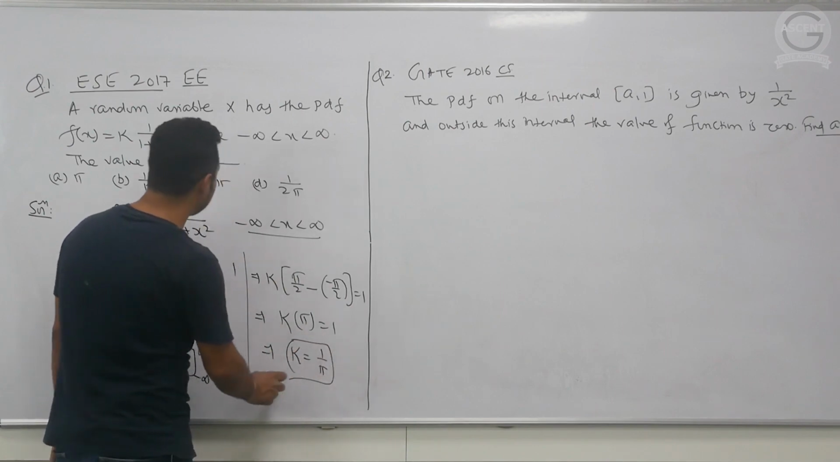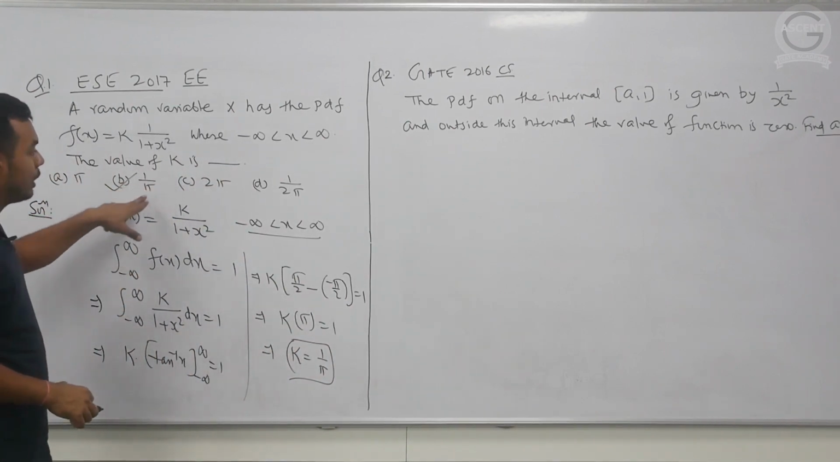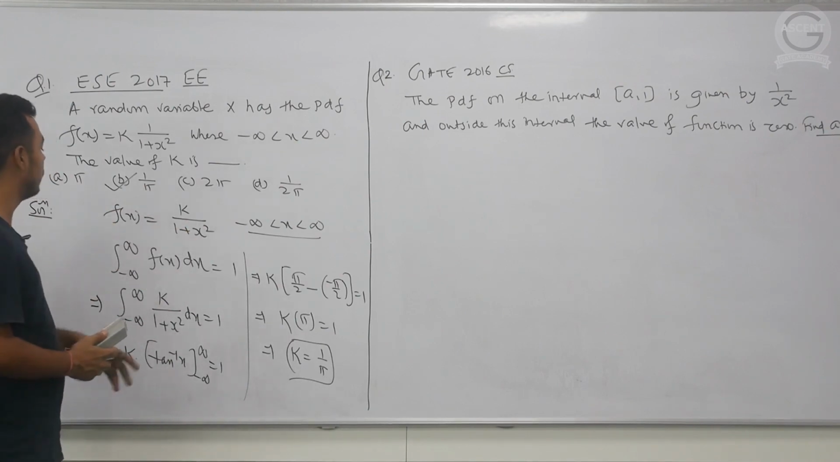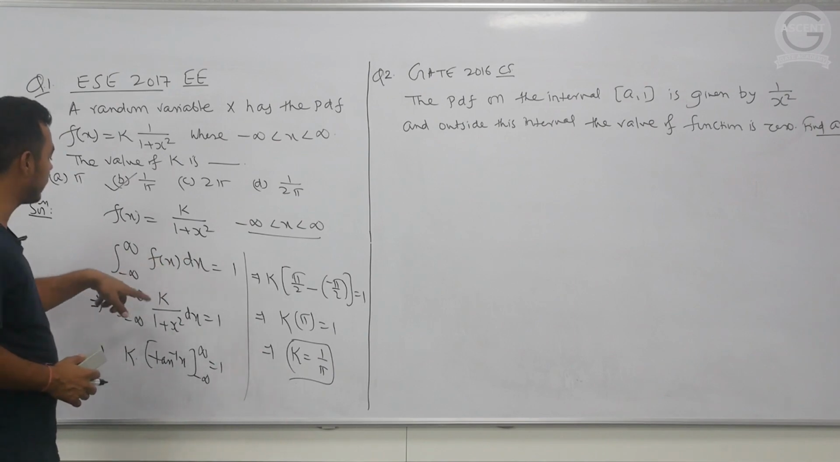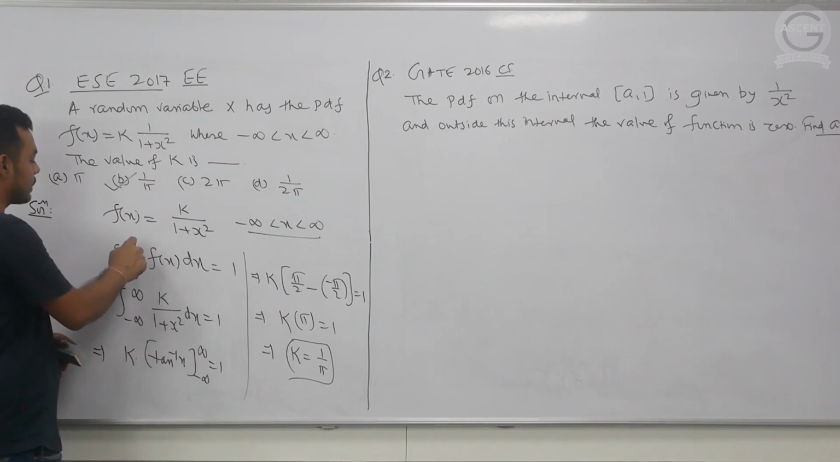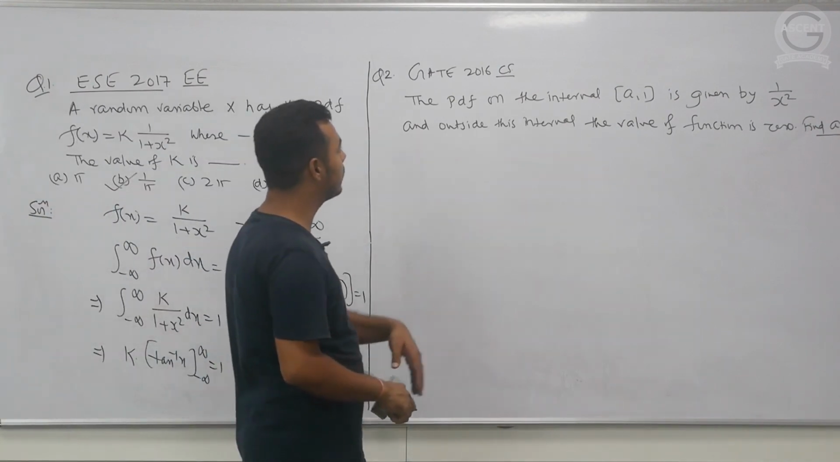So the correct answer for this question is option B. The value of k will be 1 by pi. So these are very simple problems. Once you know the properties of probability density function or the definition of probability density function, then you can easily solve these types of problems. The second question is also a similar problem.